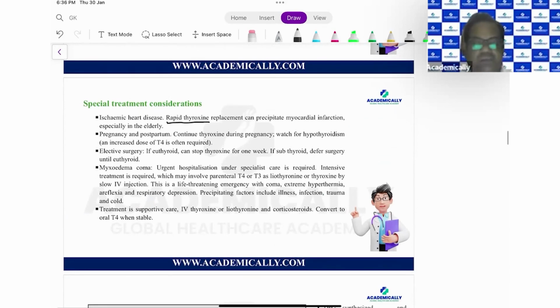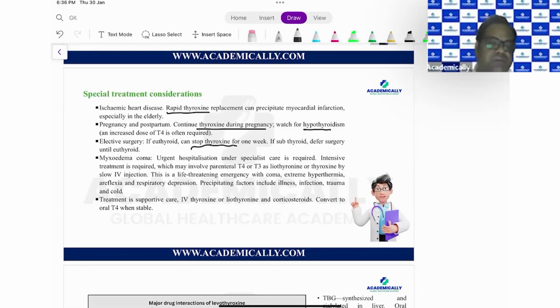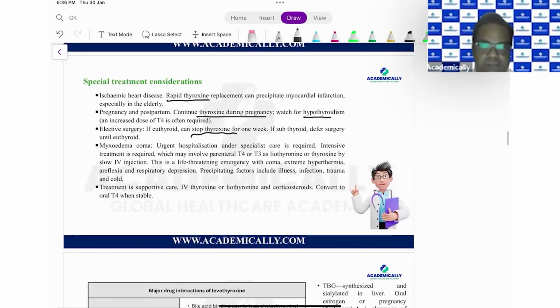If the person is taking thyroxine, then during pregnancy and postpartum, continue thyroxine, but watch for hypothyroidism. That is a possibility. If you are doing an elective surgery and the patient has become euthyroid, you can stop thyroxine for 1 week. If the person is still not controlled, then until the person becomes euthyroid, don't do an elective surgery.